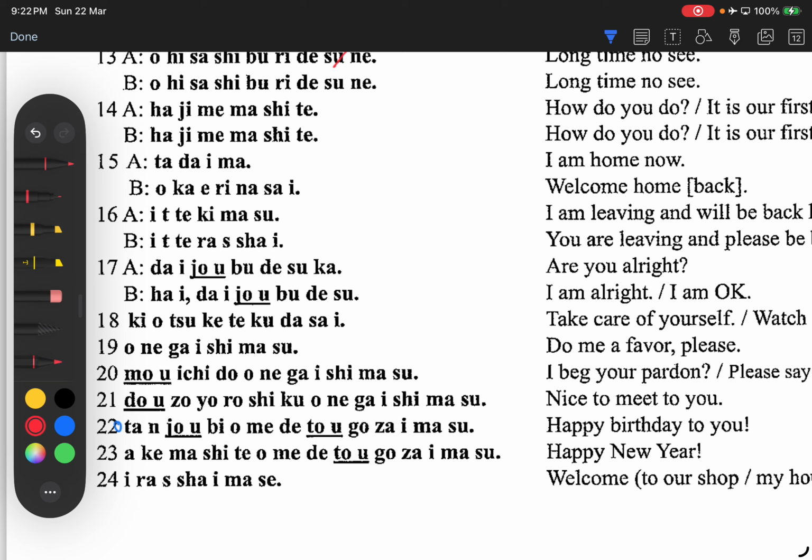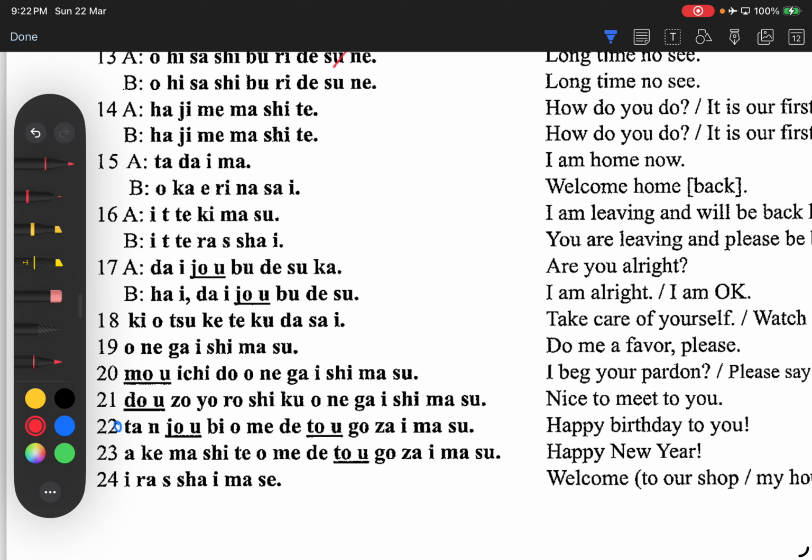Okay, number 18. Ki o tsukete. Kudasai. Kudasai, you know is please. So ki o tsukete. This ki is basically the body's condition, the qi in your body. It's like the genki, the qi. So basically they are telling you about your body balance, right? Ki o tsukete.